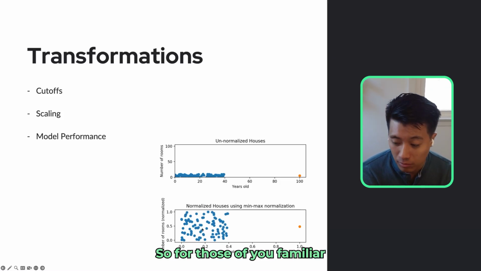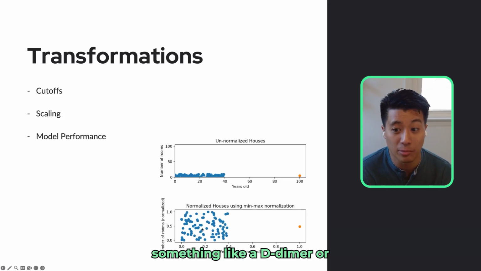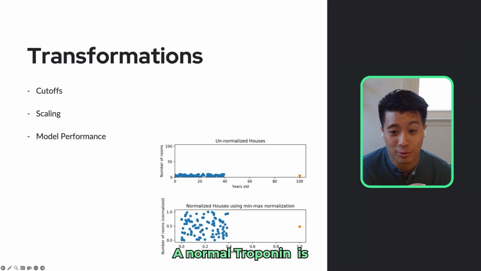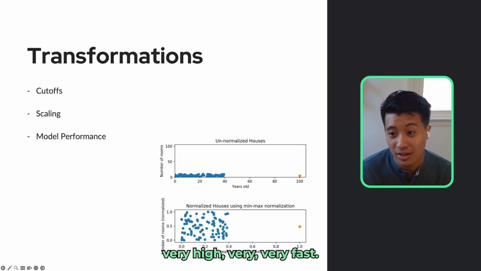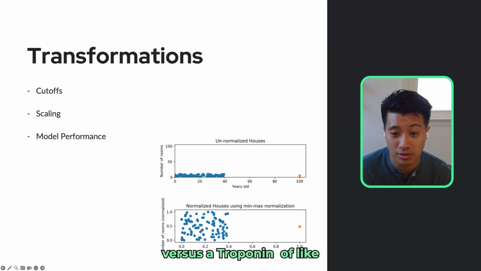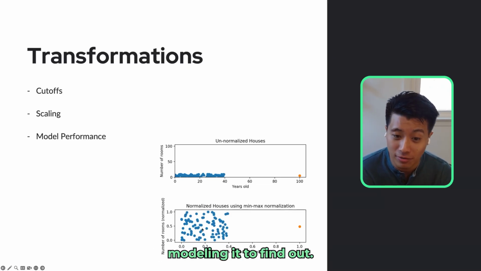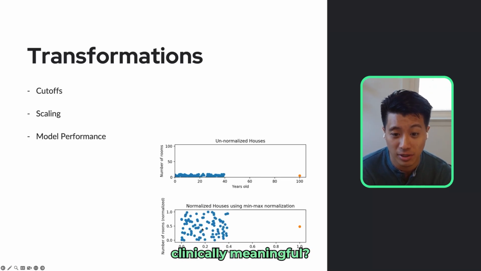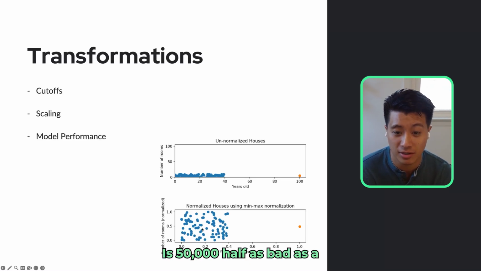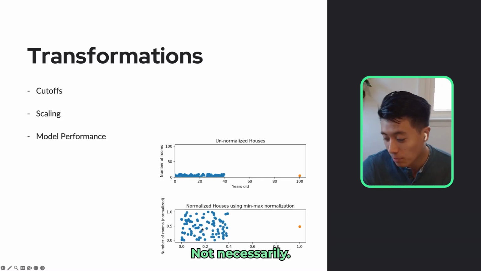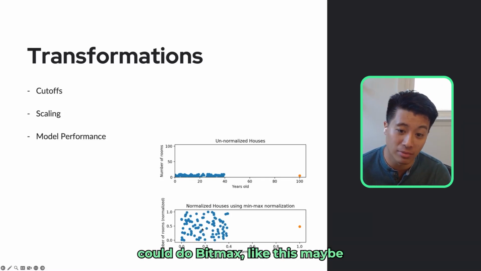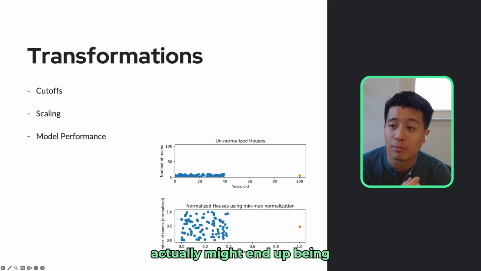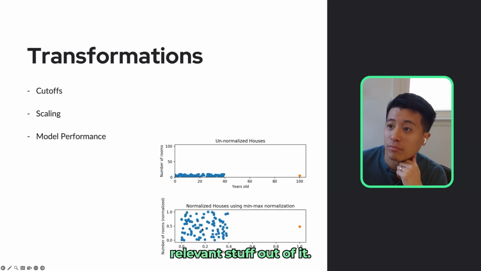So for those of you familiar with things clinically, something like a D-dimer or something like a troponin. A normal troponin is very, very low. And then once you get a high troponin, it gets very, very high, very, very fast. Does a troponin of 100 versus a troponin of like 500 or 1,000, is that a clinically meaningful difference? You could try modeling it to find out. Does a D-dimer of 0 versus a D-dimer of like 100,000, is that clinically meaningful? Is 50,000 half as bad as 100,000 for D-dimer? Not necessarily. So then if you scale it, you could do like a log scale, you could do min-max like this. You actually might end up being able to get more clinically relevant stuff out of it.